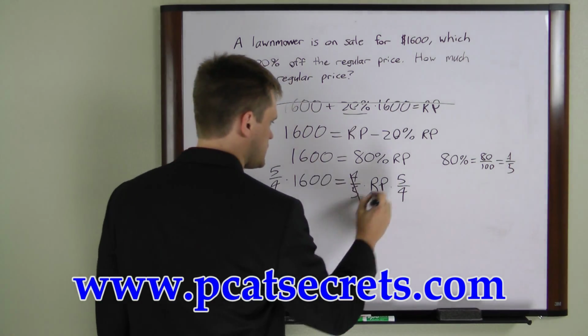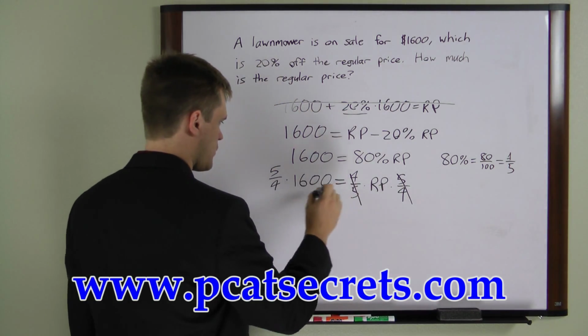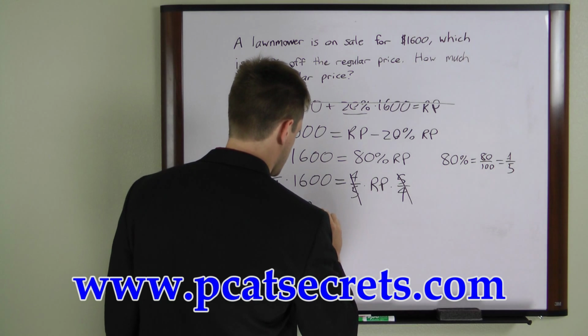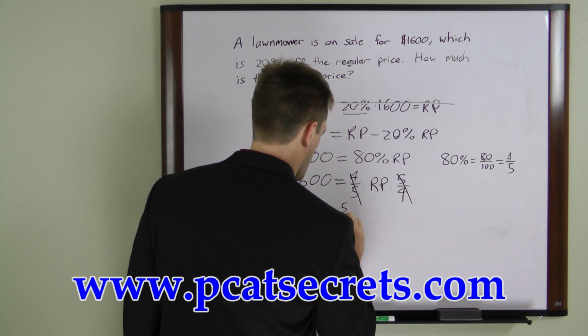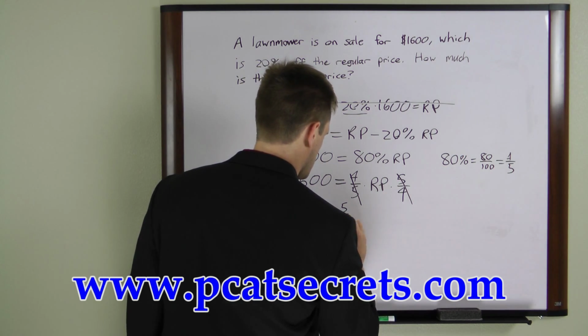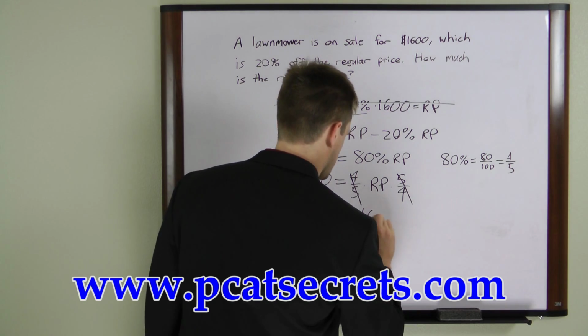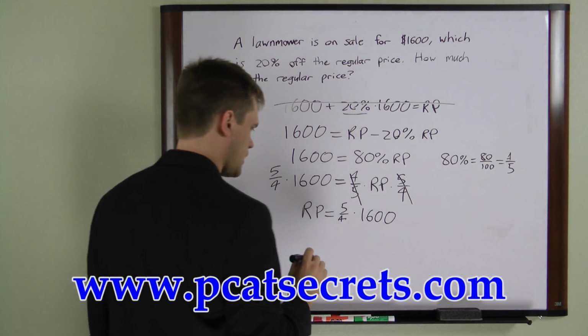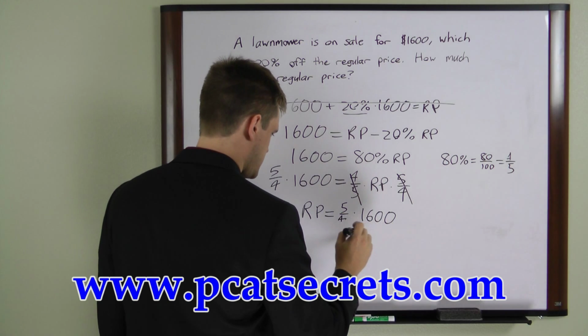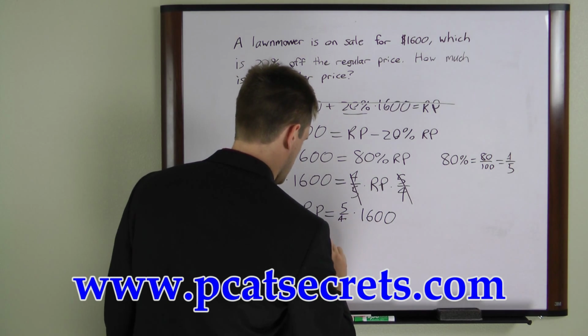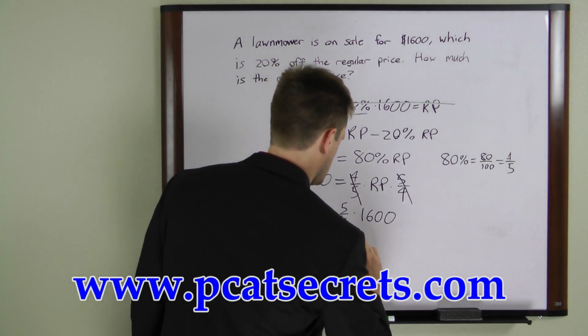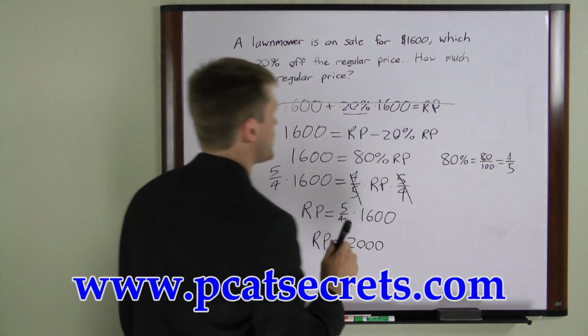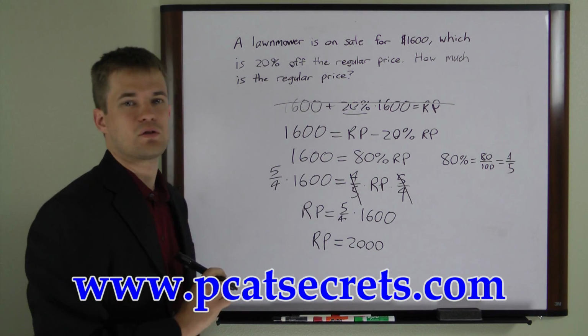And then these two cancel. And what we're left with is the regular price is 5 over 4 times 1,600. Now, multiplying this out, what we get is that the regular price is $2,000. So the regular price of the lawnmower is $2,000.